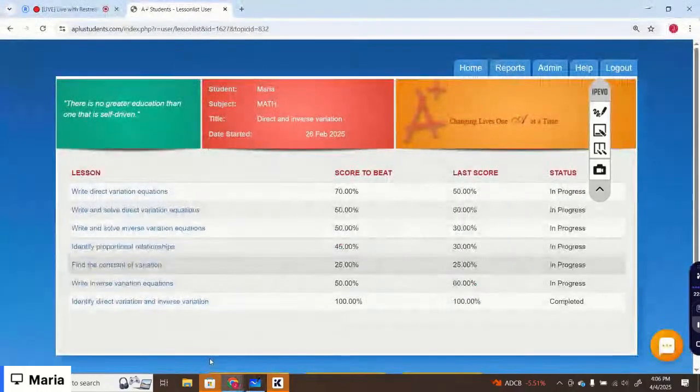Okay, here I'm on grade 9 math, the chapter of direct and inverse variation. Let's just start with the lesson, that is, find the constant of variation.